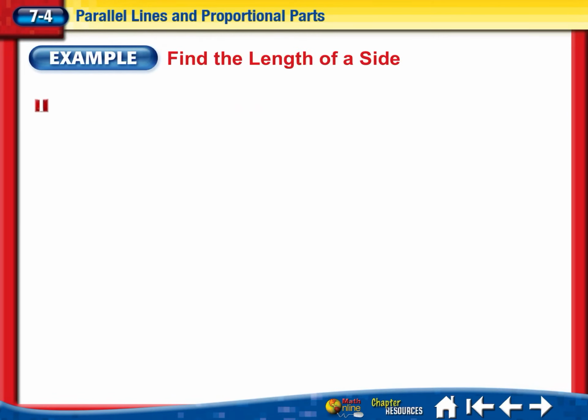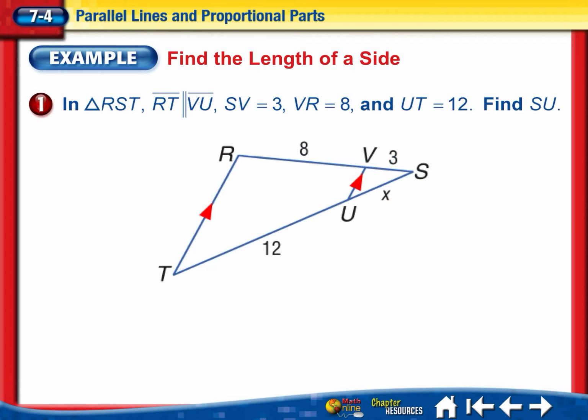So moving right along with that in our first example, it says in triangle RST, RT is parallel to VU, SV is 3, VR is 8, and UT is 12. We have to find SU. So since those two lines are parallel, we know by the triangle proportionality theorem that 3 over 8 must be proportional to x over 12. And remember, there's 4 different ways again that you can set this up. So when we cross multiply, we get 8x equals 36, and x is going to equal 4.5.